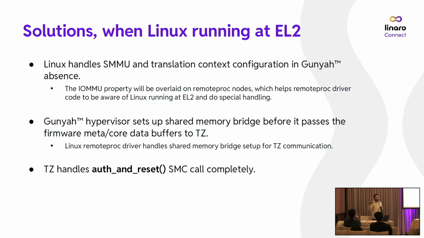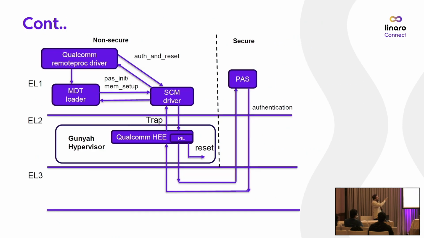Authentication will go, and once authentication is done, Gunya will trigger a reset sequence for the remote processor. Now, because Gunya is not there, the reset call that was driven from the Gunya hypervisor, or to be specific, the QE firmware, we have implemented in the auth and reset sequence and completely moved to EL3.